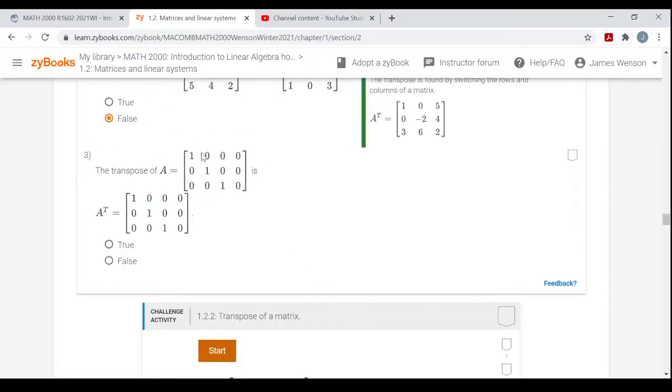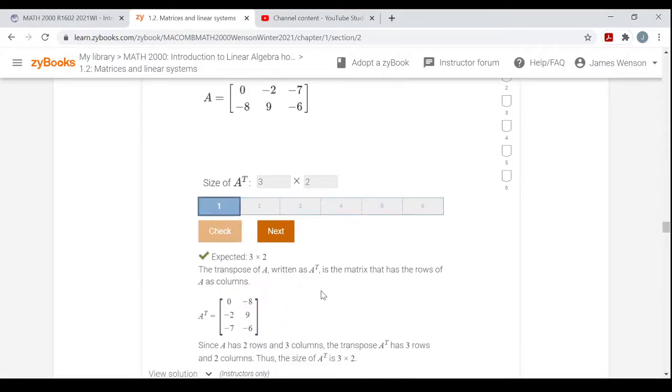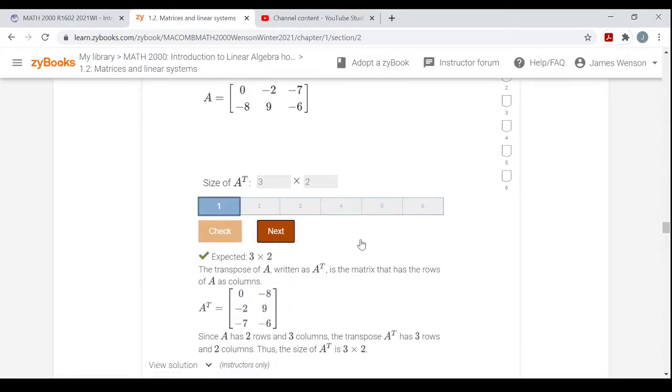This is not an identity matrix. Be careful, right? This is a 3 by 4. So the transpose should be a 4 by 3. Be careful. All right. More transposes. Now they're just asking for size here. Now there's 6 problems in this challenge activity. This is a 2 by 3. So the transpose should be a 3 by 2. All right, I'm going to show you what it should be.